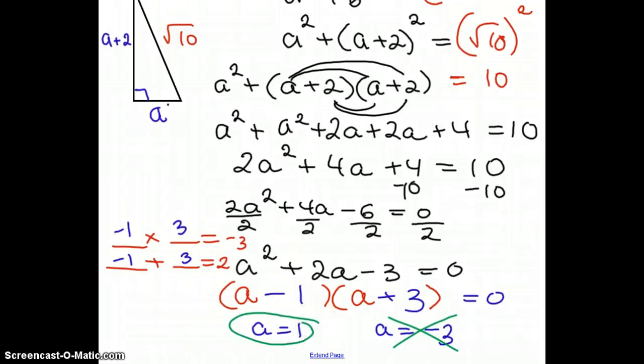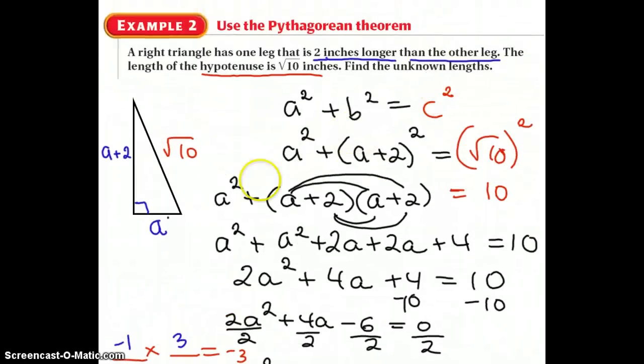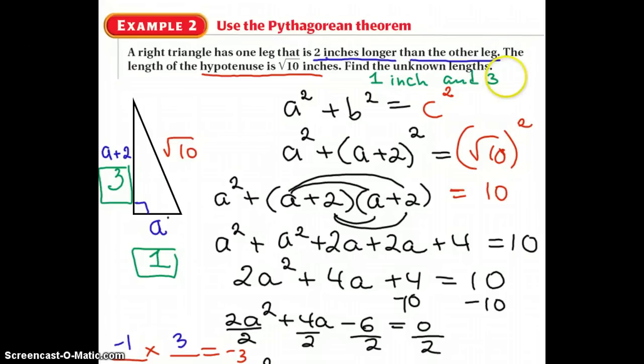And then we're going to go back and read the question, and it says find the unknown lengths. So A is 1, which means that A plus 2 would actually be equal to 3. So these are two unknown side lengths: 1 inch is the one, and 3 inches.